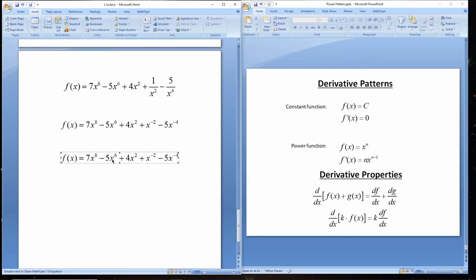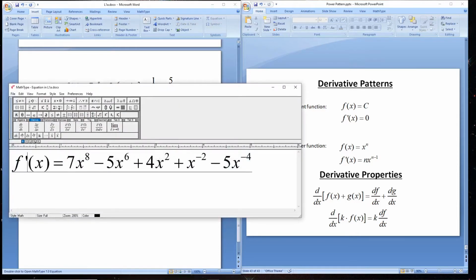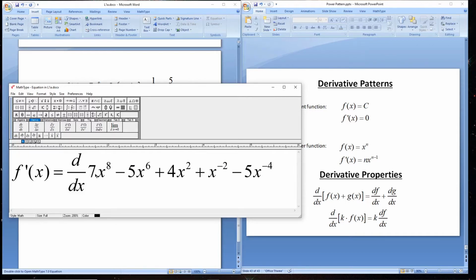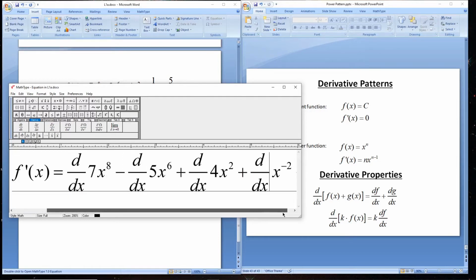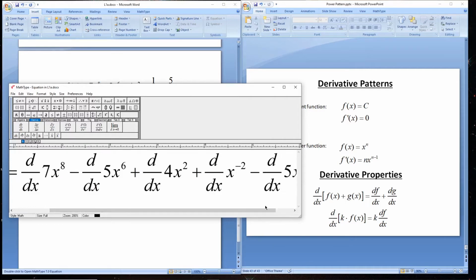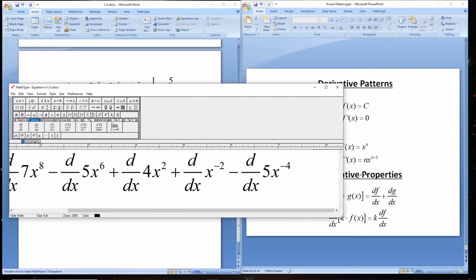And now we're going to take the derivative. And because the derivative distributes, we can do each of these functions individually. So for instance, 7x to the 8th. Well, let me just write this out here. We're going to do this first derivative here. Well, actually, let me just paste this everywhere here. So the derivative distributes, so we can do the derivative of all of these terms individually.